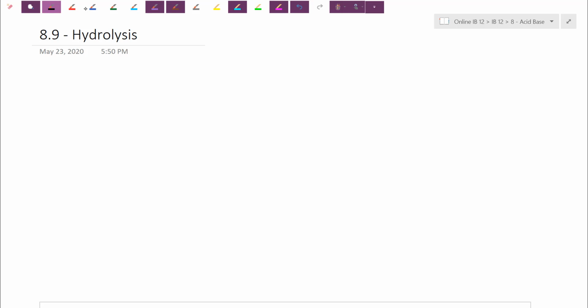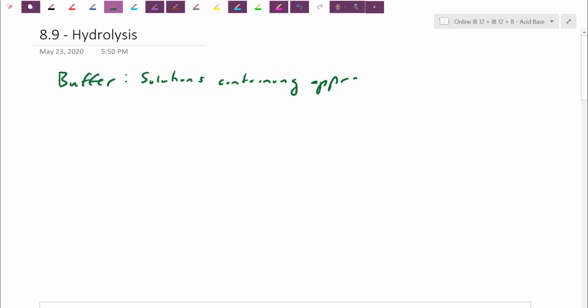Morning, everyone. Over the last 2 days, we started looking at buffer systems. Let me just rehash a couple of things. Buffers are solutions containing, they keep using this word, appreciable amounts. There's enough that you can appreciate that there's stuff there. Appreciable amounts of either a weak acid and beefing up the conjugate base.